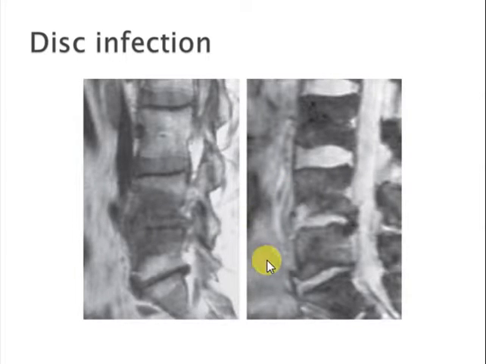For example, in this case, there are also changes at the vertebral end plates that appear hypointense on T1 and hyperintense on T2 weighted images, indicating Modic type 1 changes. But if you look carefully, the disc here is hypointense on T1 and hyperintense on T2. This indicates that the disc is also edematous. So this is not a case of Modic change. This is a case of spondylodiscitis at the L4-5 level.